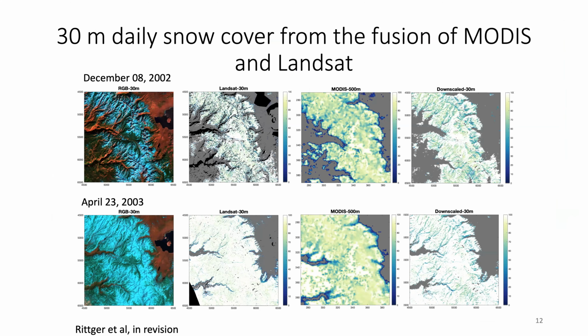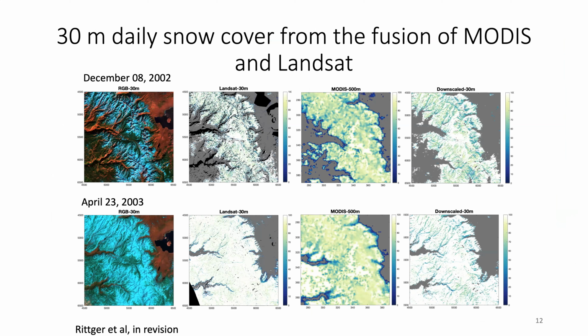In this figure, I zoom in further so we can see more detail. There is also an additional false color image on the left. Snow looks light green and soils look red. In the second column is the Landsat data.